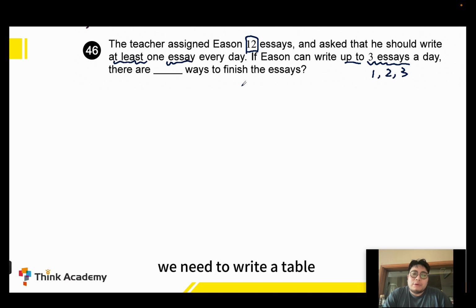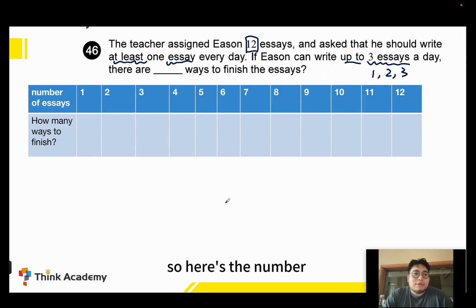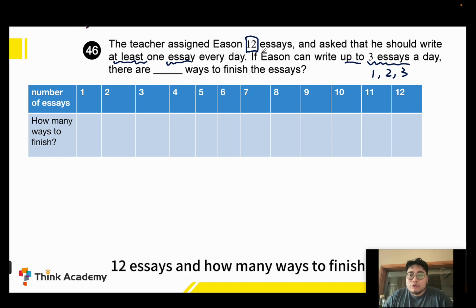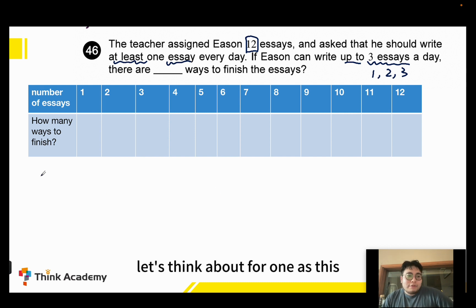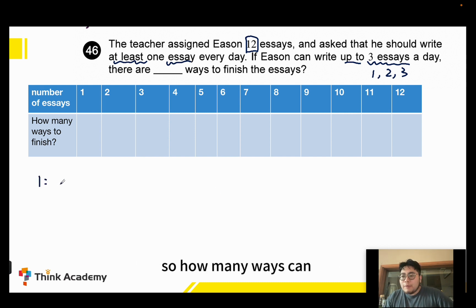So we need to write a table to help us analyze. So here's the number of essays every day for 1, 2, 3, 4, up to 12, because we only need to have 12 essays. And how many ways to finish? So maybe firstly, let's think about 1 essay. So how many ways? Can only be 1. So actually we have 1 way.